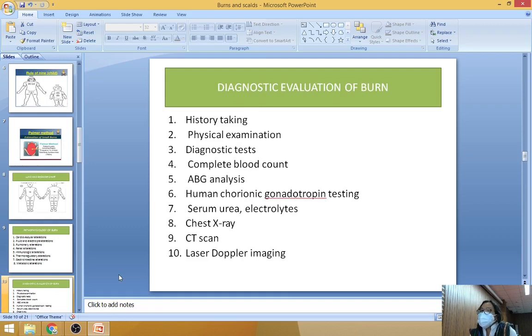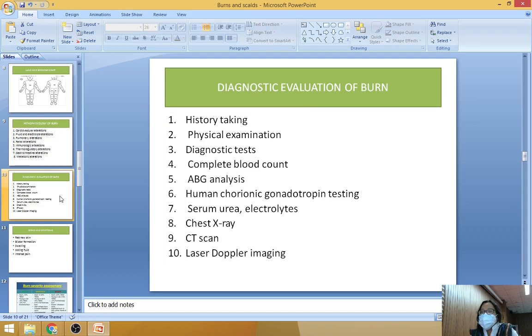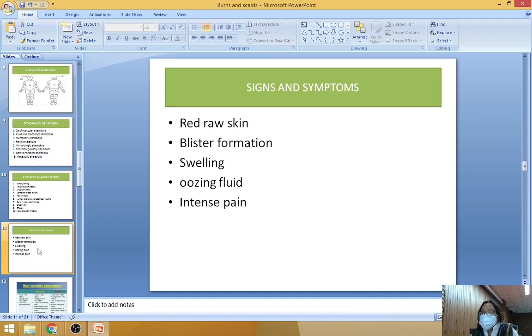Diagnostic evaluation of burn: history taking, physical examination, diagnostic tests, complete blood count, then ABG analysis, human chorionic gonadotropin testing, serum urea, electrolytes, chest X-ray, CT scan, laser Doppler imaging. These are the diagnostic tests to carry out for a burn patient. Done? Yes, ma'am. Signs and symptoms: red raw skin, blister formation, swelling, oozing fluid, intense pain.